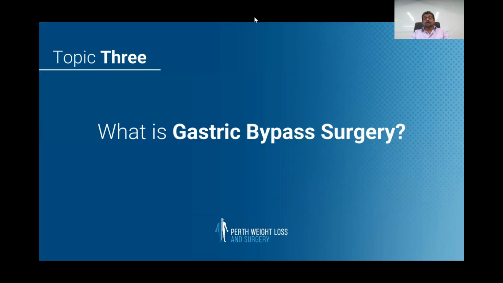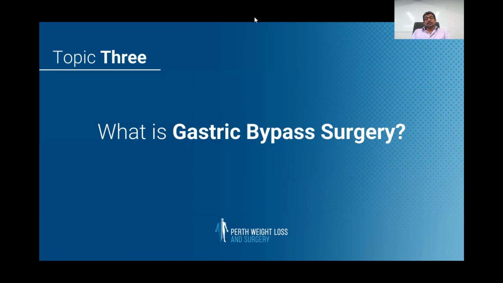Okay, and then we talk about the gastric bypass operation. This is another common operation. It's been around for a long time and has had multiple changes over the years. It was first done about 40 years ago, and over the last 5 to 7 years it's been modified further.